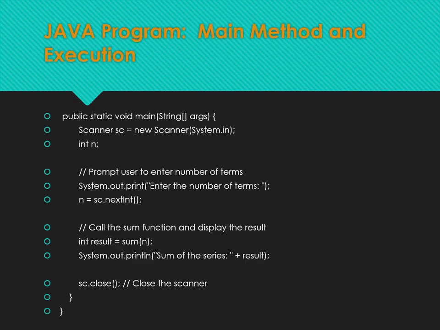Now, let's look at the main method where the program begins its execution. We create a scanner object to take input from the user. The user is prompted to enter the number of terms, which is stored in the variable n. Then, we call the sum function we defined earlier and store the returned result in the variable result. This result represents the sum of the series up to n terms. We then display the result using System.out.println. Finally, we close the scanner object to free system resources. This completes the entire program flow, from input to processing and output.